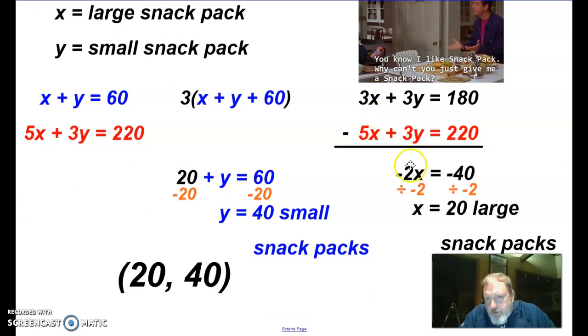And so when we do that, negative 2x equal to negative 40, and we'll divide. So they sold 20 large snack packs. Plug 20 back into this equation, and we solve for Y. We get 40 of the small snack packs. So 20 and 40 is our answer. And again, in this case, they did want both answers.